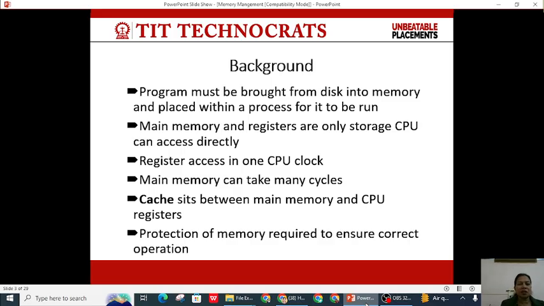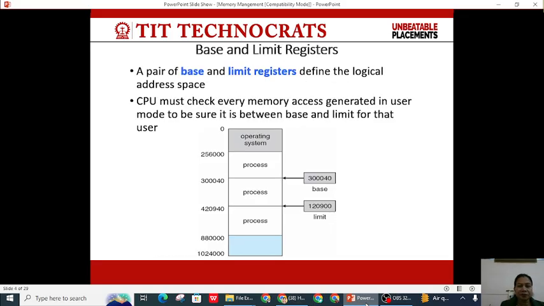It only accesses the process from main memory and registers, because a register is accessed in one CPU clock, while main memory can take many cycles, since main memory has less capacity than the hard disk. Cache sits between main memory and the CPU registers, and protection of memory is required to ensure correct operation. For all these purposes, memory management is required from the operating system.